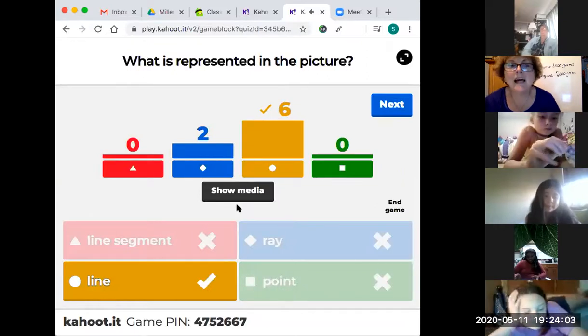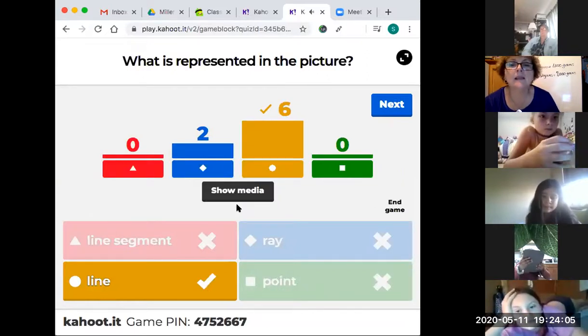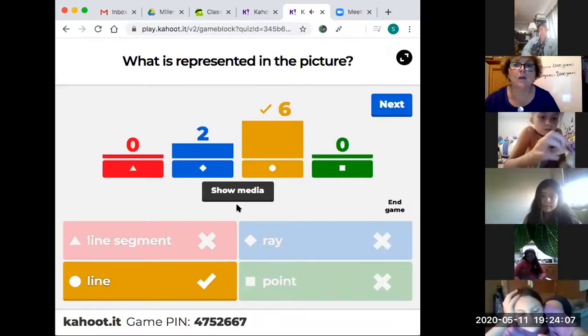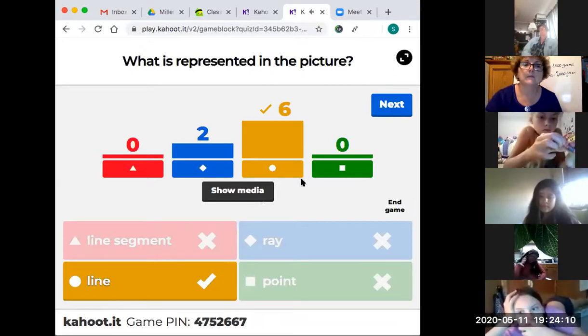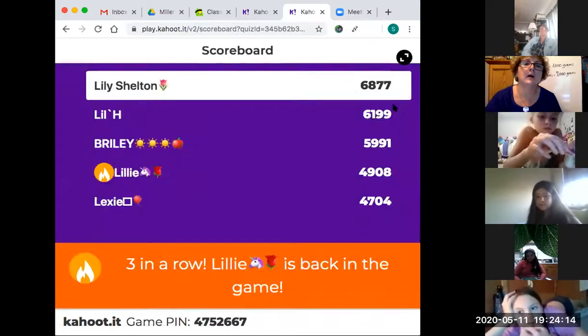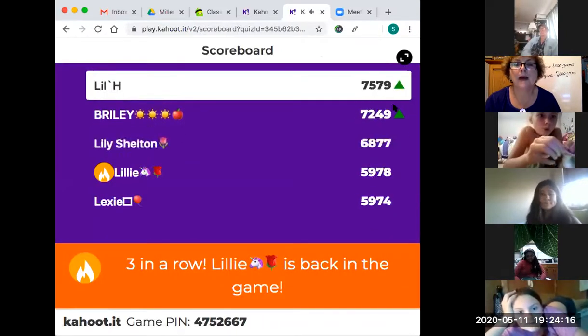Yeah, I hit the wrong thing. No beginning, and it had no end. It had arrows on the end. Yeah, I got it right. So it is a line. Good job. Oh, Havoc is taking the lead from Lily.